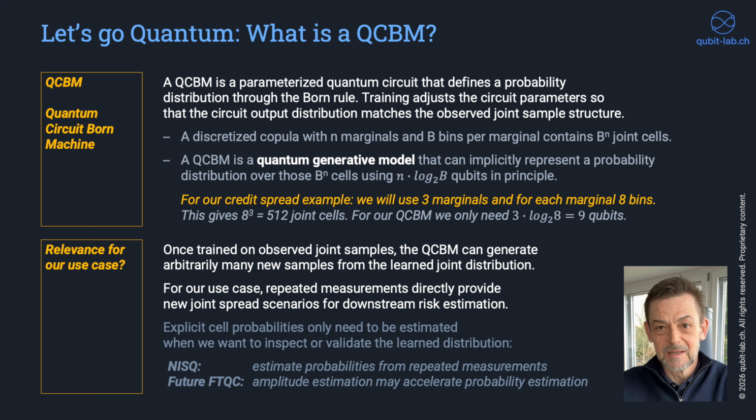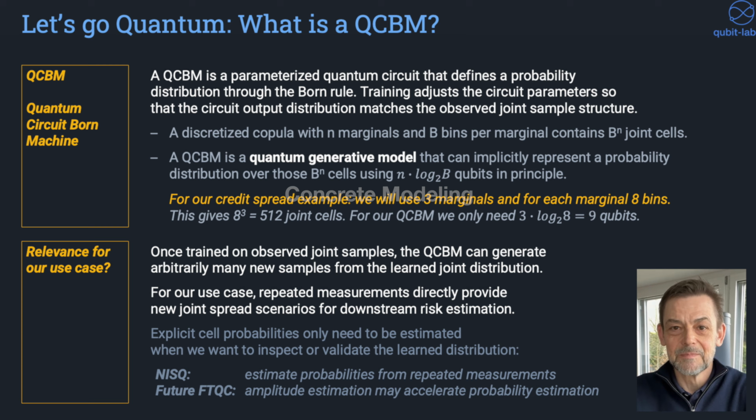And once trained, the QCBM can generate as many new samples as we want from the learned distribution. For this use case, repeated measurements directly become new joint spread scenarios. Explicit cell probabilities only matter when we want to inspect or validate what the model has learned. Now let's move from concept to the actual notebook workflow.